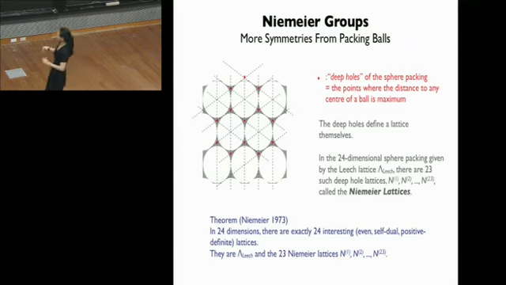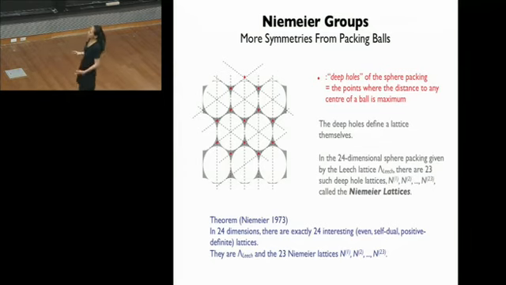And these dipoles also define a lattice themselves. In other words, the configuration of sphere packings defines a lattice in this case, and if you study the dipoles, they also give you a lattice. In 24 dimensions, the sphere packing is given by the Leech lattice, and there are 23 orbits of inequivalent dipoles. They lead to 23 different lattices, which I'll call the Niemeier lattices.